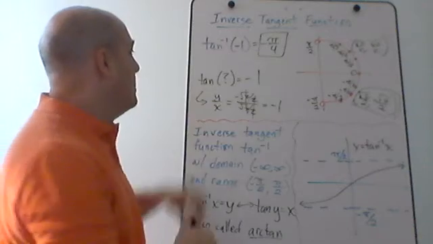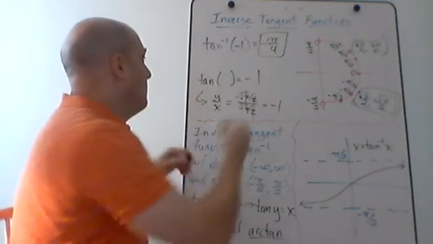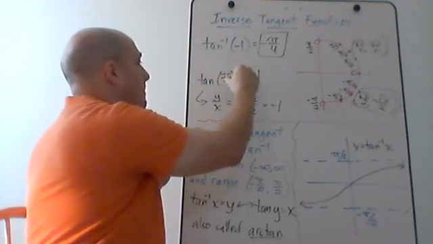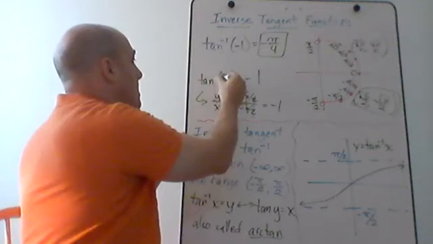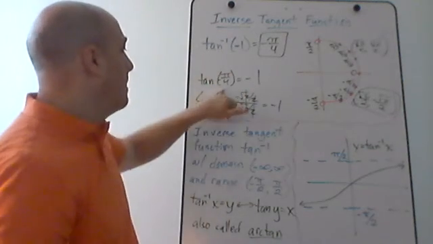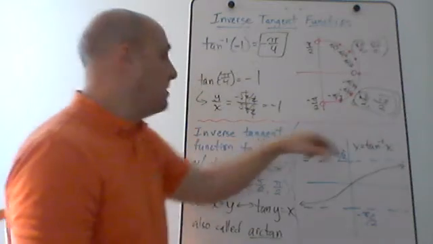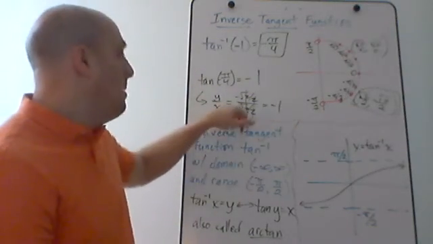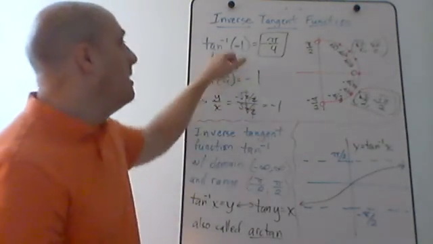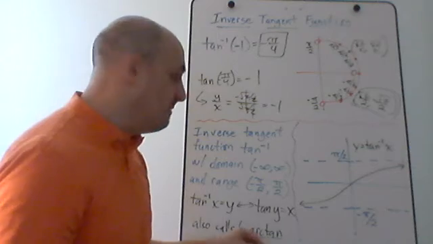Because tangent of negative pi over 4 equals negative 1. If I try to do tangent of negative pi over 4, I get negative root 2 over 2 over root 2 over 2, the y over the x, that's the definition of the tangent function. And when I simplify that, I get negative 1. So tangent inverse of negative 1 is negative pi over 4.